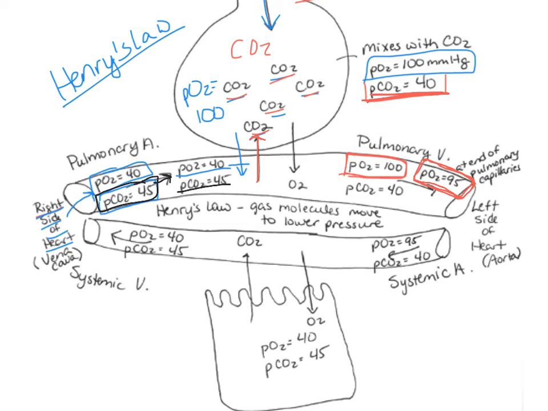So now in the blood, in that capillary, the CO2 levels are going to drop because it's leaving, and the pulmonary veins then have a partial pressure of carbon dioxide of 40 because they will reach equilibrium with the alveolus. Right? So now headed back to the heart, we have a partial pressure of oxygen of 95 and a partial pressure of carbon dioxide of 40.